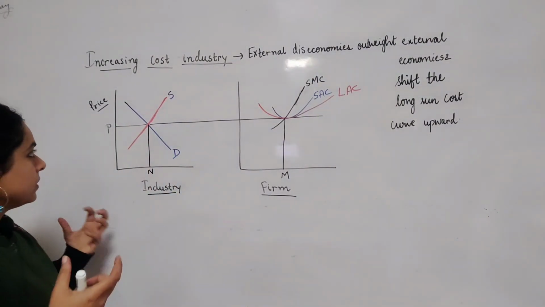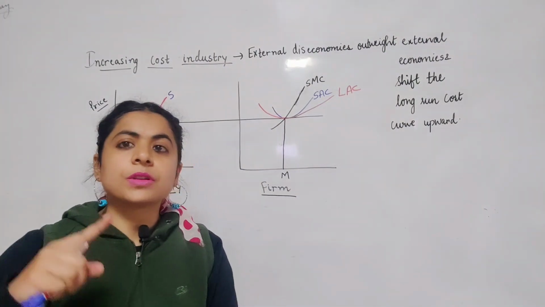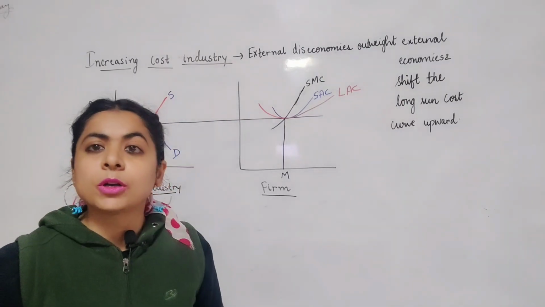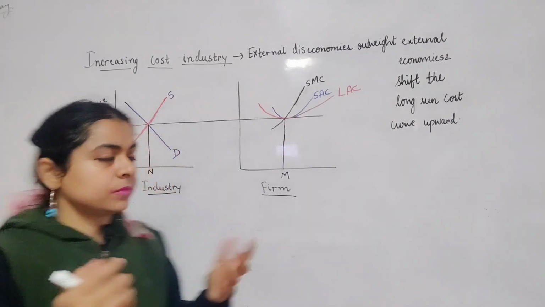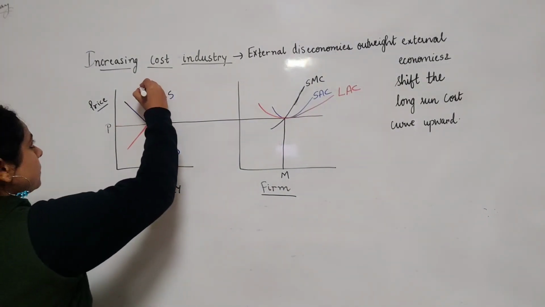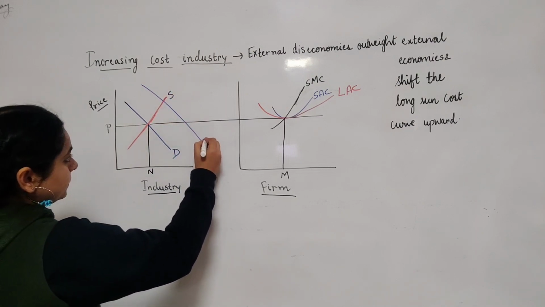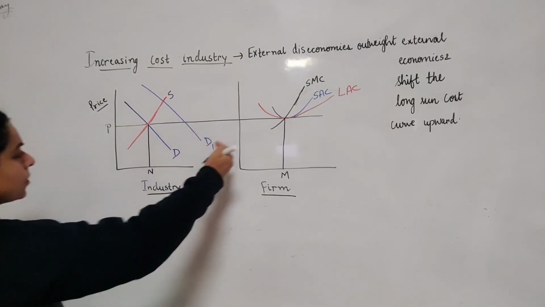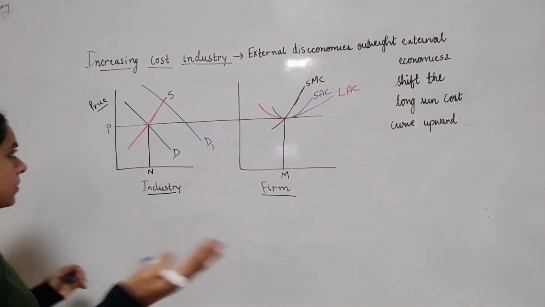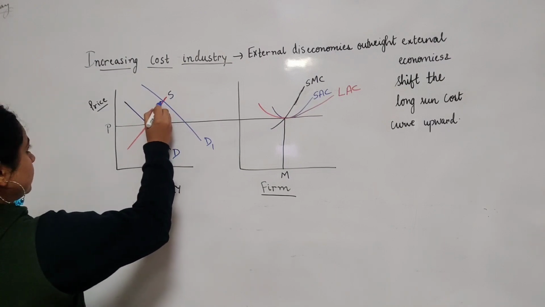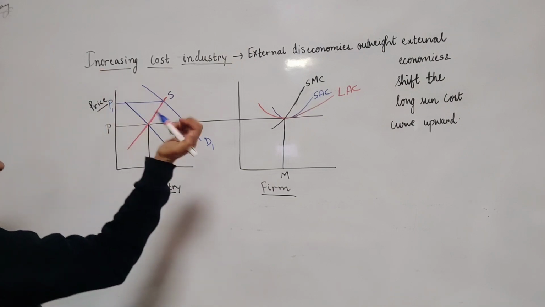Now suppose that there is an increase in demand for the product due to certain reasons. Maybe there is an increase in income of the consumers in case of a normal good, or maybe there is an increase in population. So the demand curve shifts rightward. The demand for the product rises in the market. This will lead to an increase in the price of the product. The price of the product increases to P1.